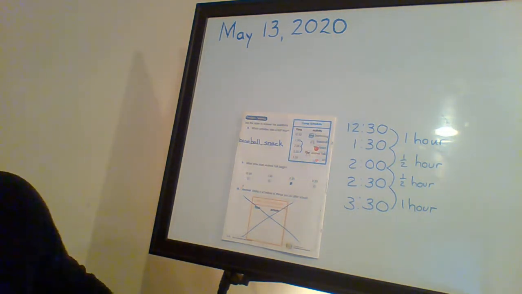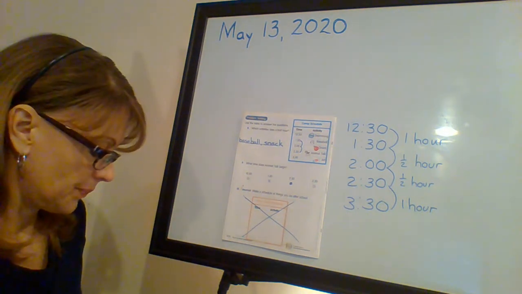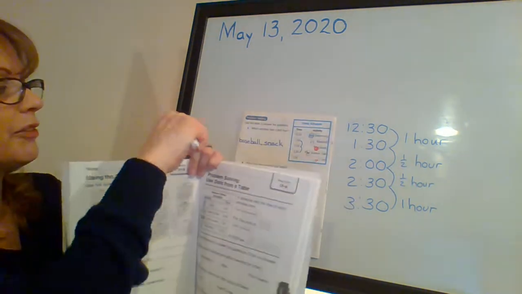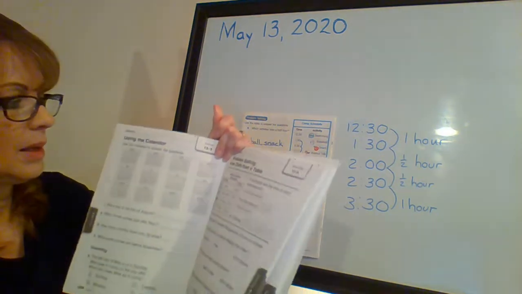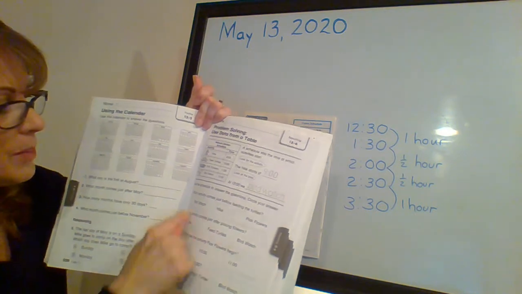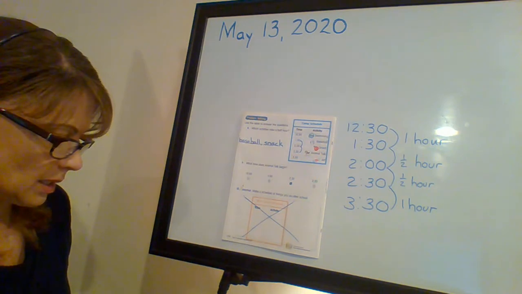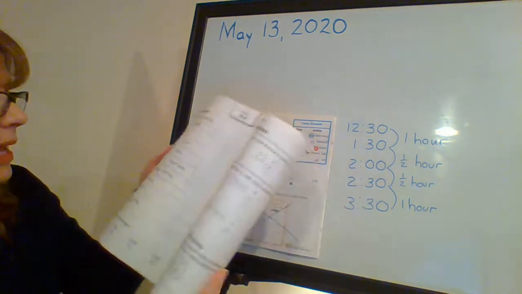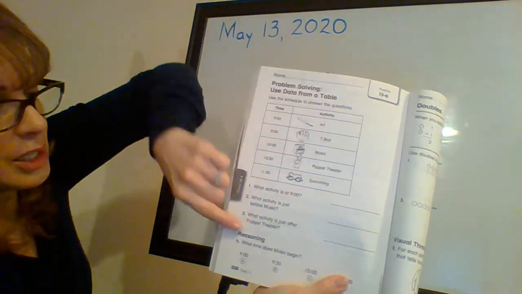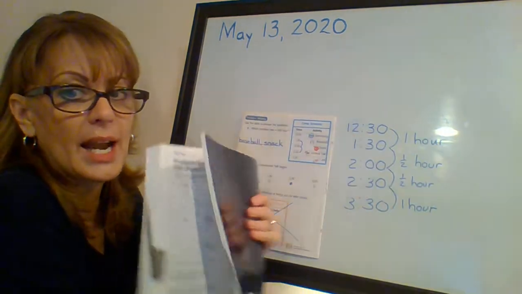Okay? So here is your homework. Problem solving. Use data from a table. And you have pages 227. All of this information is using this schedule right here. And then page 228. Here is your schedule here that you answer questions from. And tomorrow we will do our big review and our test.